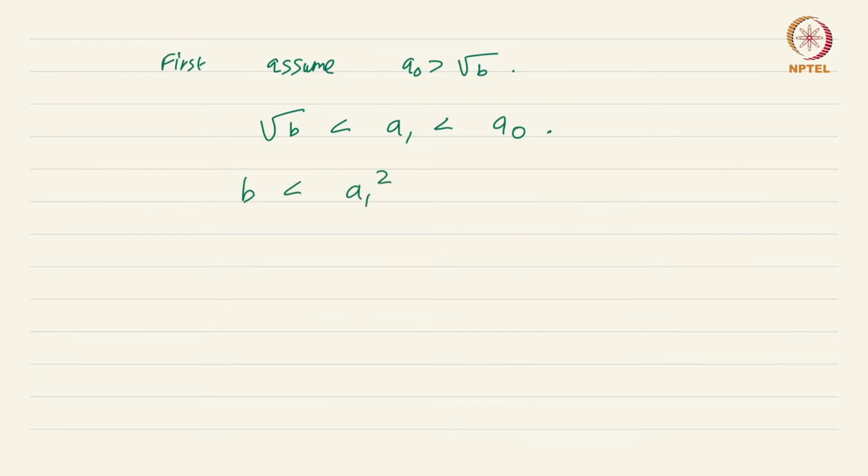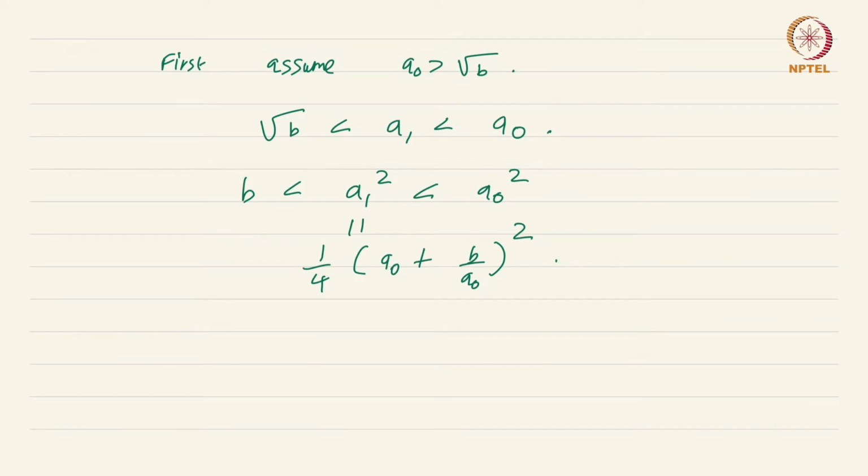So we will first deal with the case. First assume that a naught is greater than square root of b. Then the claim is that square root of b is less than a1 is less than a naught, or in other words, the intuition behind this divide and average actually works. Now showing this is the same as showing b is less than a1 squared is less than a naught squared. Here we can substitute for a1. a1 squared is nothing but 1 by 4 times (a naught plus b by a naught) squared.